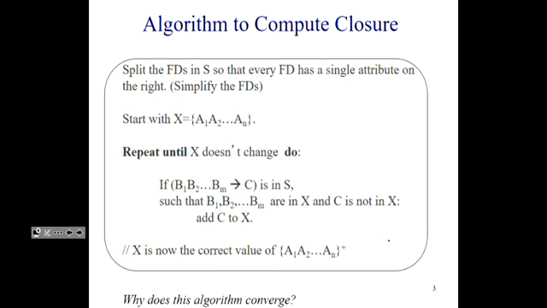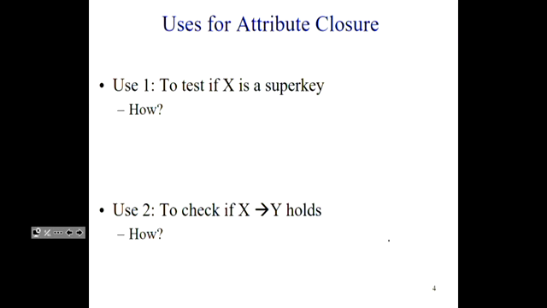And the mechanism to find this closure is you start with the set of attributes that you want to operate on, assign it to a set X, and then you repeatedly check if a certain functional dependency applies such that the left-hand side is in X and the right-hand side is not in X. So then you can go ahead and add the right-hand side to X, and you keep doing this until you can't do it anymore. Okay, so this was the algorithm for closure.